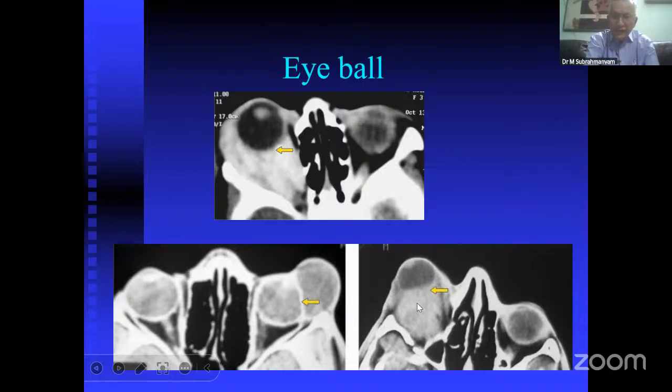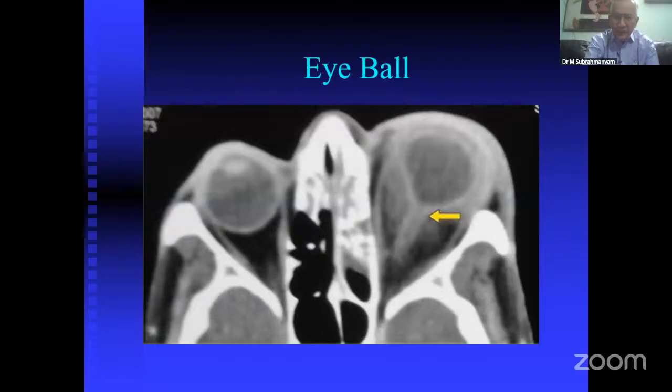Here you can see an intraconal mass, a solid mass, which has flattened the posterior part of the eyeball. It has been almost straightened, lost its curvature, and this leads to a hyperopic shift in the refraction, and that flattening of the posterior part has happened. That means we are dealing with a mass that is firm in consistency.